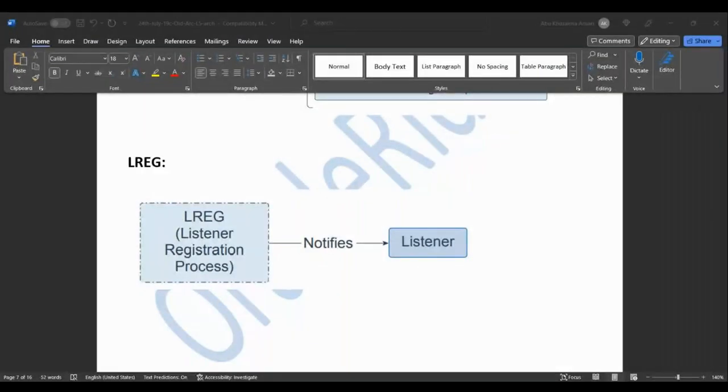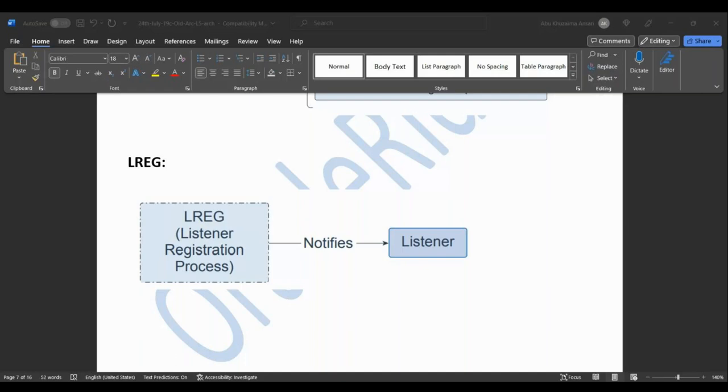Okay, so from version 1 to version 11G, which one performs the listener registration? Anyone can tell me? Another question. PMON boss. So PMON did the listener registration till 11G, but from 12C onwards, the LREG process came into the picture and it does the listener registration. So from 12C onward, LREG was introduced, and LREG is doing the listener registration. So please make a note of this point.